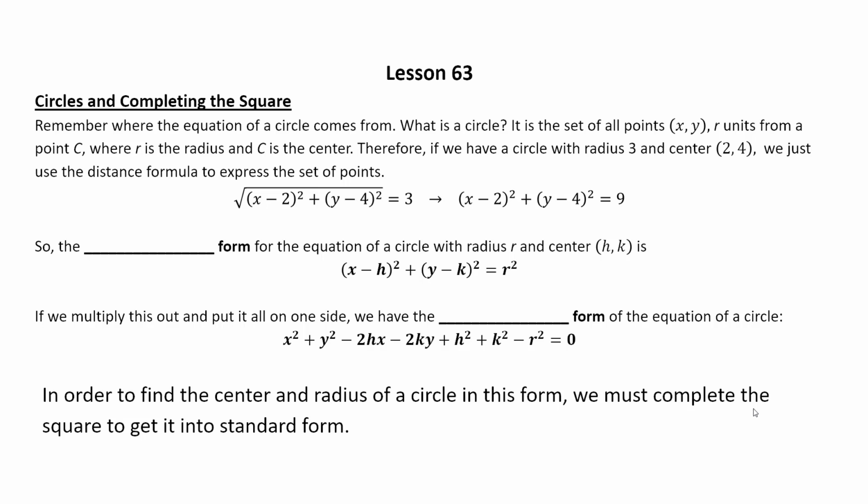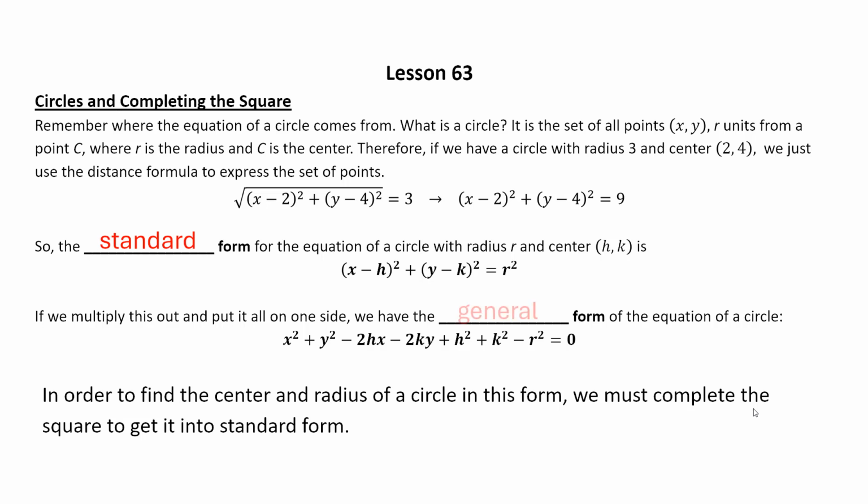And so therefore, if we have a circle with radius 3 and center (2, 4), we just use the distance formula to express the set of points. That left side of that equation is the distance from any point (x, y) to the point (2, 4). And we know that distance is supposed to be 3, the radius. And if we square both sides, we get the standard form for the equation of a circle, which in general is (x minus h) squared plus (y minus k) squared equals r squared, where (h, k) is the center of the circle and r is the radius.